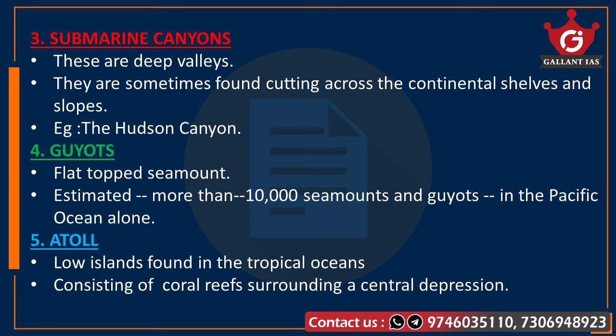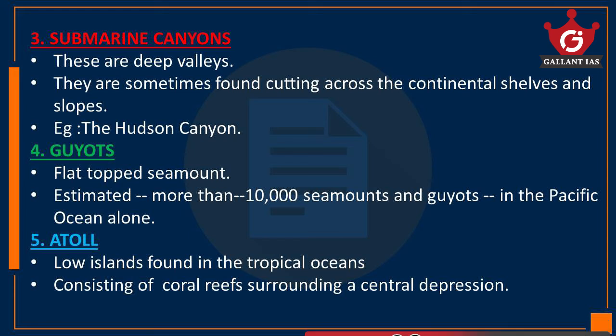The next one is the geodes. A geode is a flat topped seamount. Here the term flat topped is the key word. The interesting fact is that more than 10,000 seamounts and geodes exist in the Pacific Ocean alone.